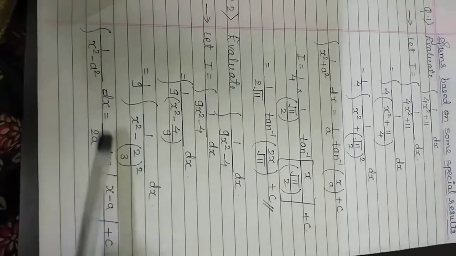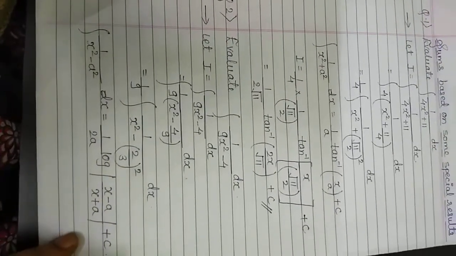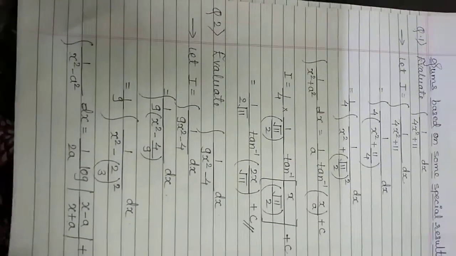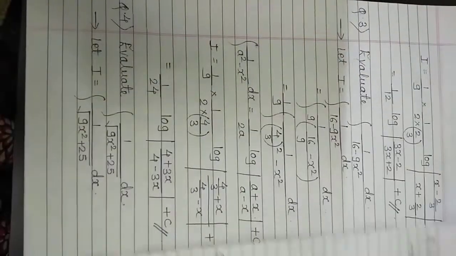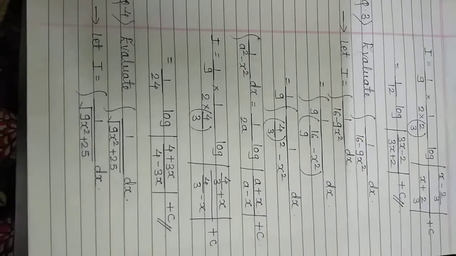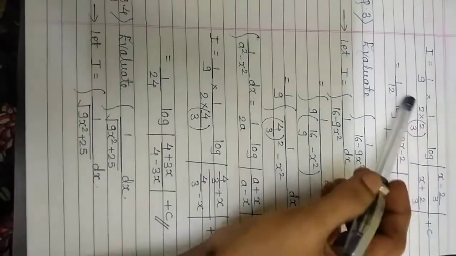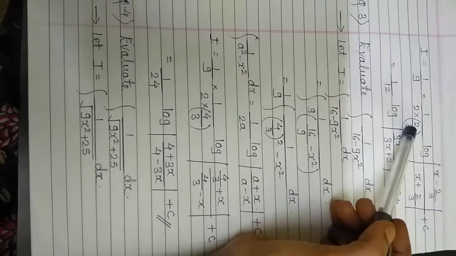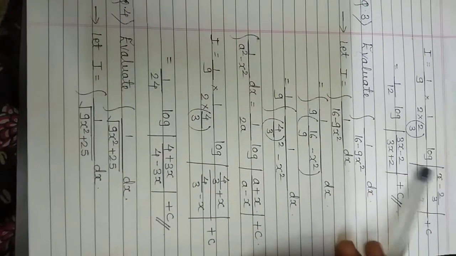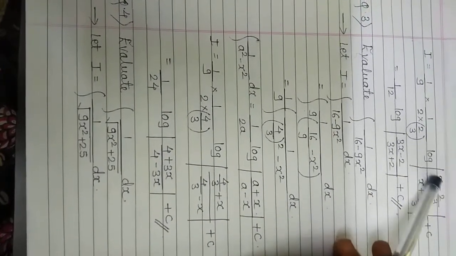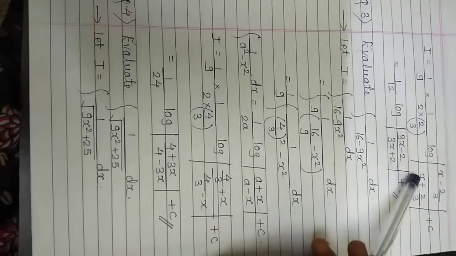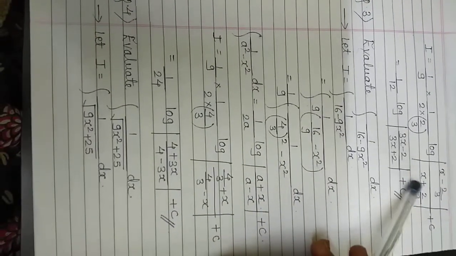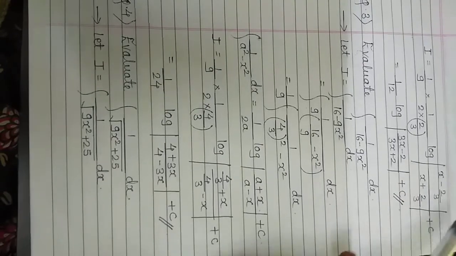Now here the value of a is 2 by 3. So by applying that formula, we will get the answer as 1 upon 9, which is constant, into 1 upon 2a. So value of a is 2 by 3, log mod x minus a. So x minus 2 by 3 upon x plus a. So x plus 2 by 3, plus c.